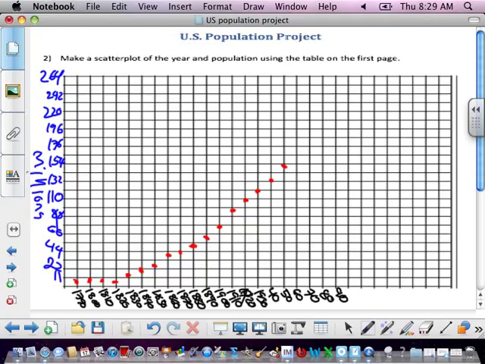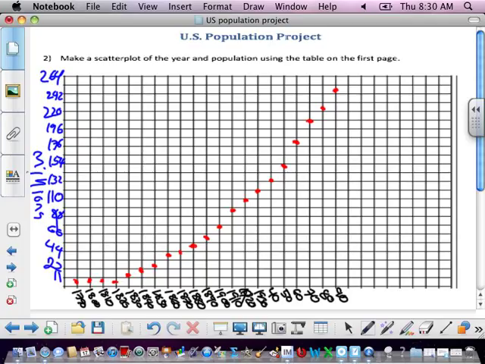179. 203. Took a decent jump here. 226, 248. Okay, so that right there is our scatter plot.